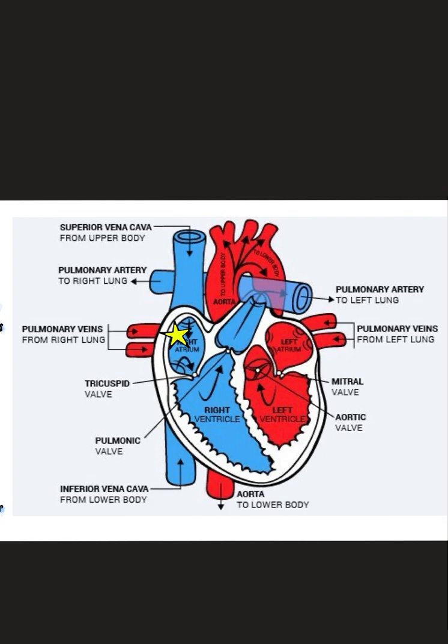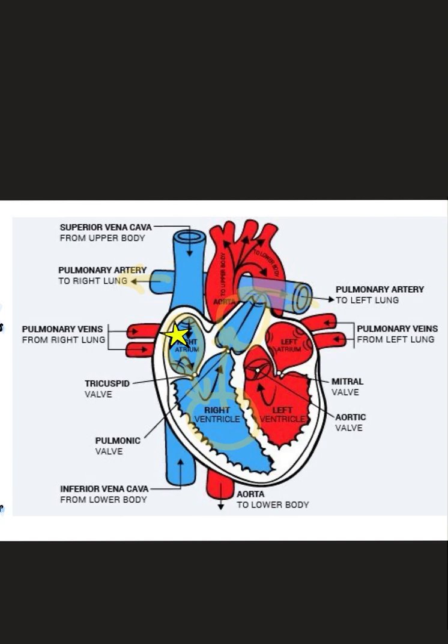So let's start with the right atrium. We're going to move from the right atrium through the tricuspid valve into the right ventricle, next through the pulmonic valve into the pulmonary trunk, which splits into the left and right pulmonary artery that go to the left and right lung respectively. Blood going to the lungs gets oxygen.